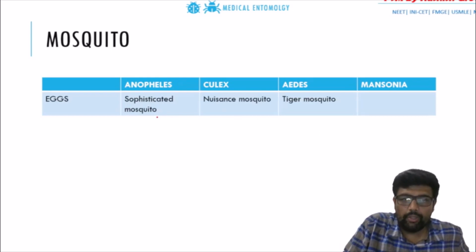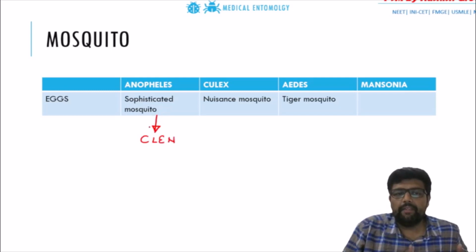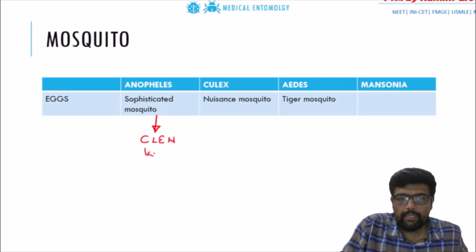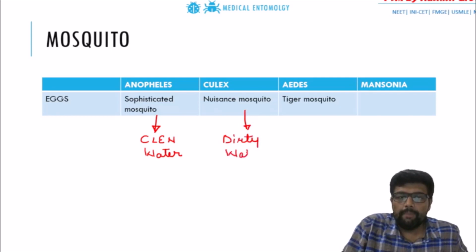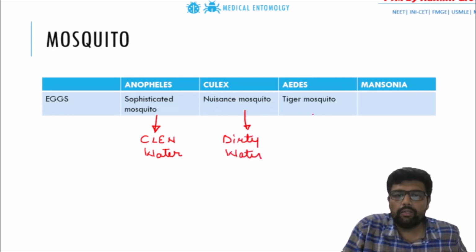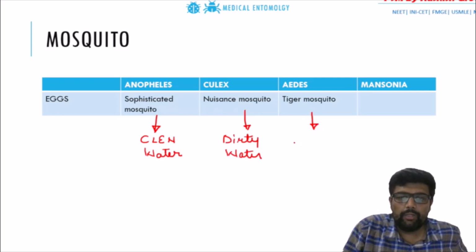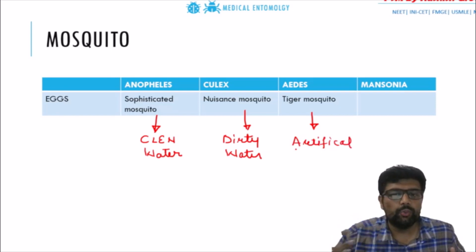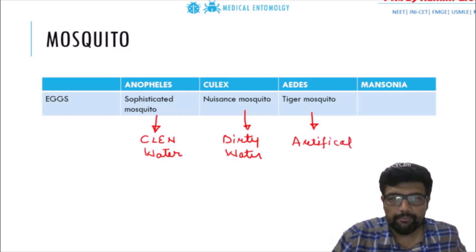Anopheles is also known as sophisticated mosquito, and clean sophisticated people wear clean clothes, so it is in clean water. Nuisance people wear dirty clothes. That is why Culex is in dirty water, and tiger mosquito is in artificial collections. These days tigers are only in artificial zoo. You can remember this by this mnemonic.